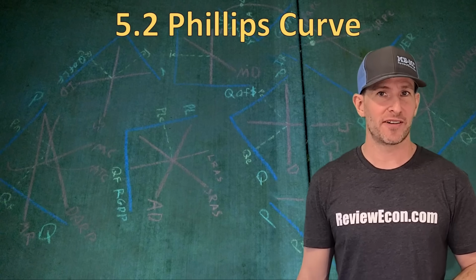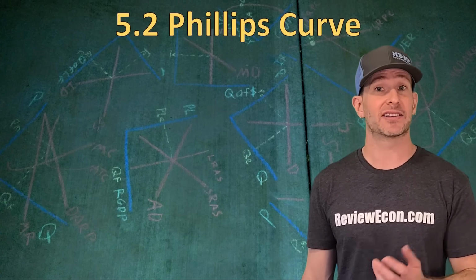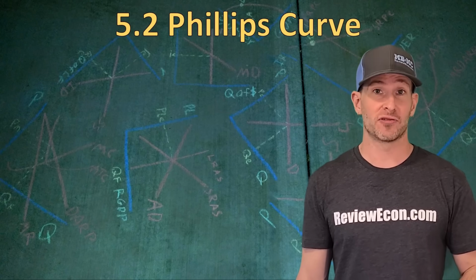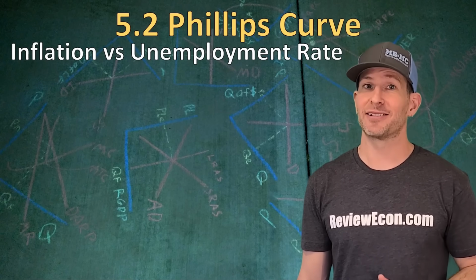The last thing we're going to talk about for this review video is a new graph that you definitely need to know for your next test. It's called the Phillips Curve. The Phillips Curve shows us the relationship between the inflation rate and the unemployment rate. Let me show you how it looks on the graph.